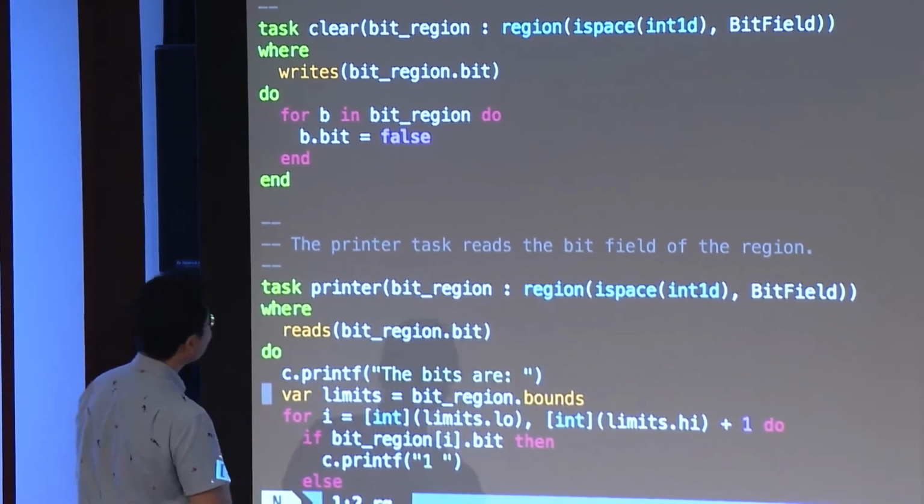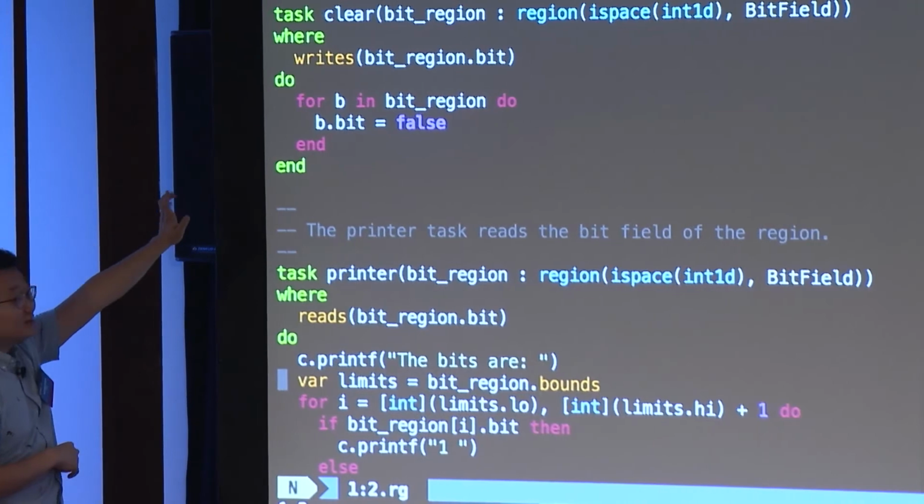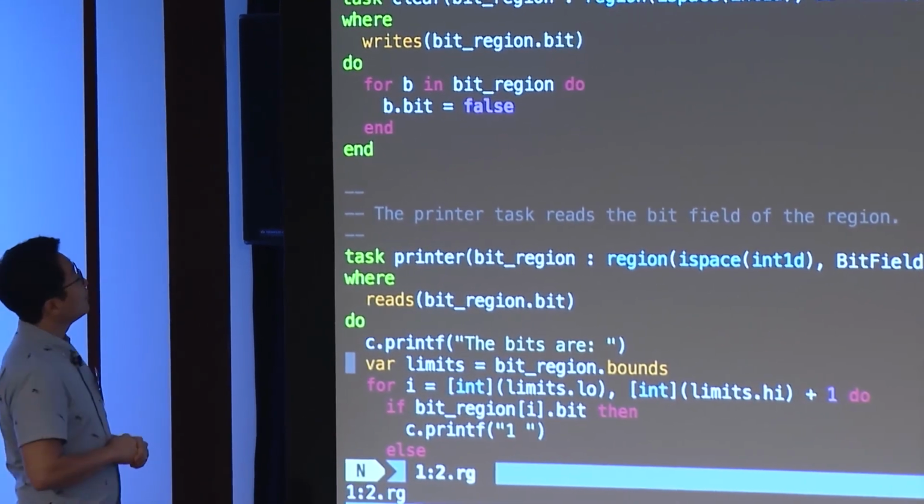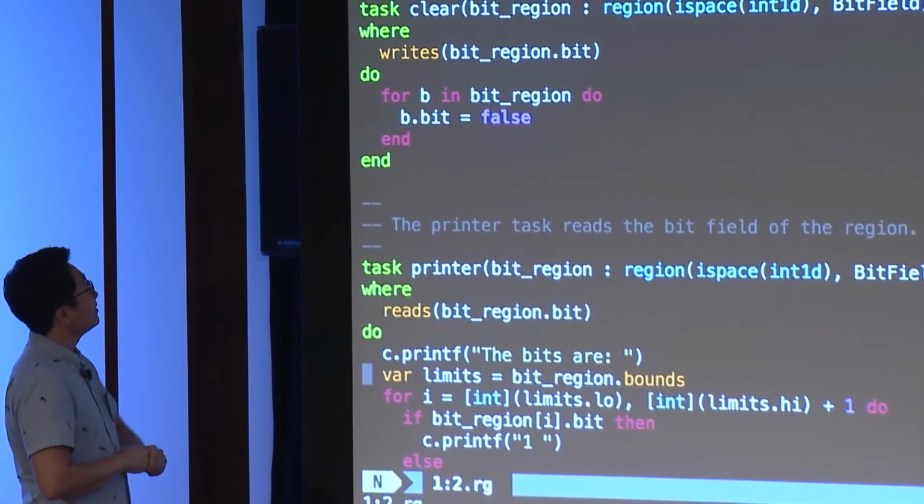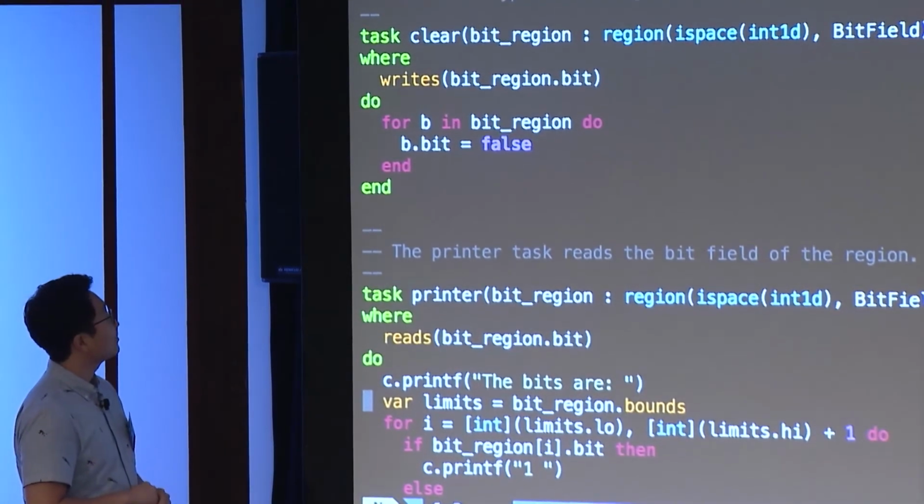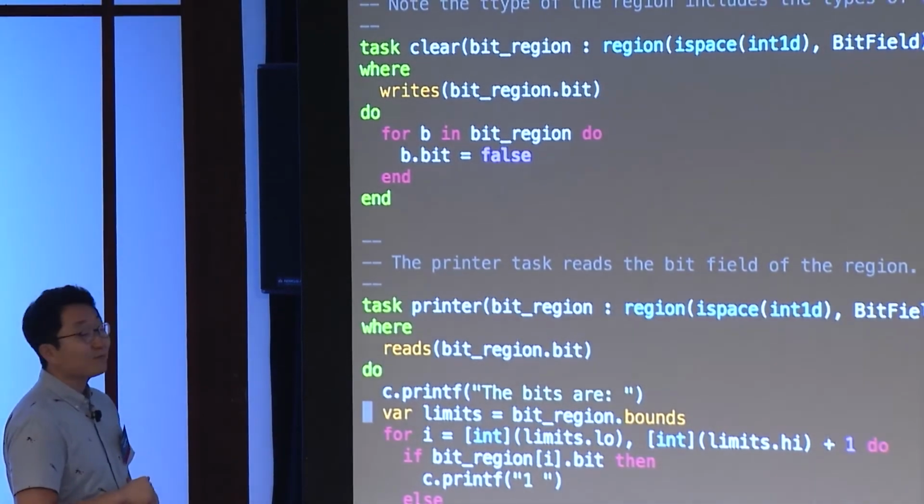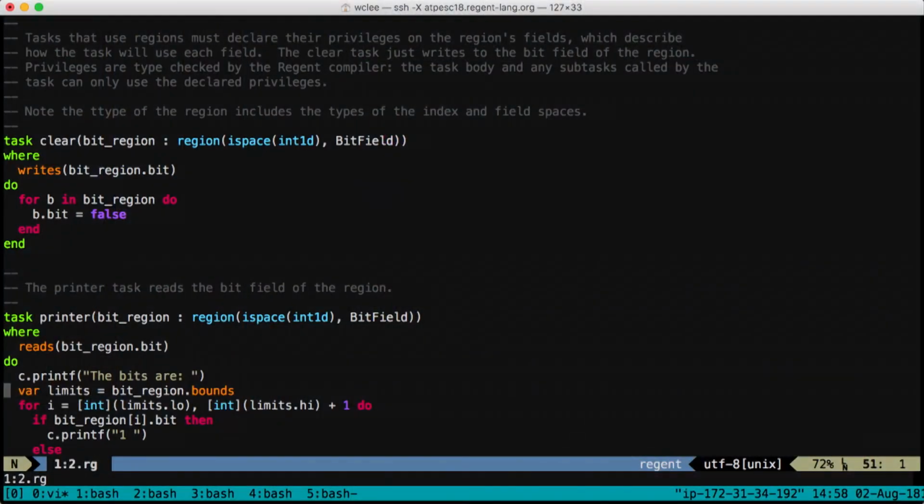Okay? And in the where clause, we declare the privilege on the region. In this task, we declare the write privilege on the bit because we're going to write to the region, write to that field. So you see that the privilege not only takes the name of the region, but also the name of the field. And inside the task, we actually update the bit field.